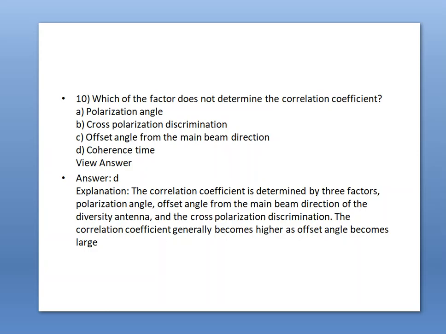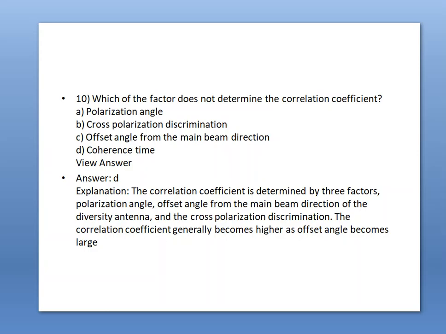The correlation coefficient is determined by three factors: the polarization angle between antennas, the offset angle from the main beam direction to the diversity antenna, and cross polarization discrimination. The correlation coefficient generally becomes higher as the offset angle becomes large. So that's why coherence time doesn't determine the correlation coefficient. So the answer is D.